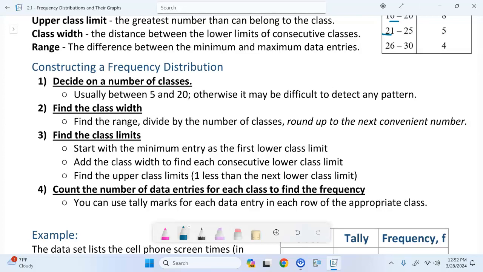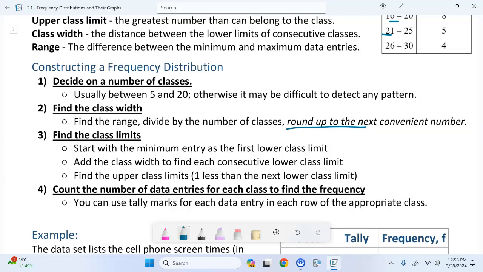Once we've determined the number of classes, and for our situation, most of the time, you're going to be told how many classes to use. Once we know how many classes we're going to use, we need to find the class width. So we take the range, the difference between the minimum and the maximum, and divide it by the number of classes. We figure out how spread apart our data is, and then we break up that data into even groups. Usually we get a decimal when we do that, so we want to make sure that we're always rounding up to the next convenient number. Usually it's an integer value. Okay, so we'll usually round up to the next whole number.